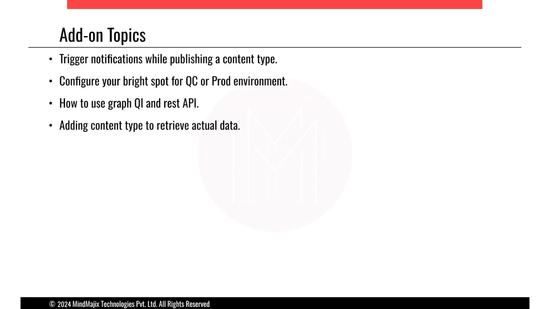Like triggering a notification while publishing content. While we are publishing content, we have two or three types of events, like first drafting content, and second publishing content. So if you want there to be a notification to the user, or if you have a database and you want every time you publish content for it to be automatically updated in your database, then you can also add an event in Brightspot.